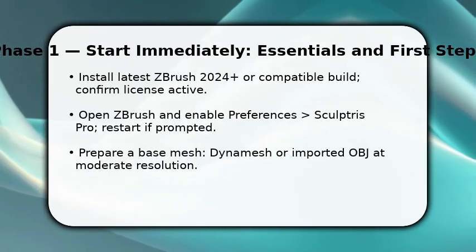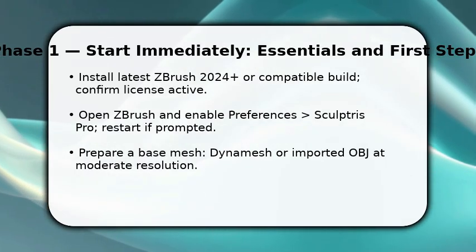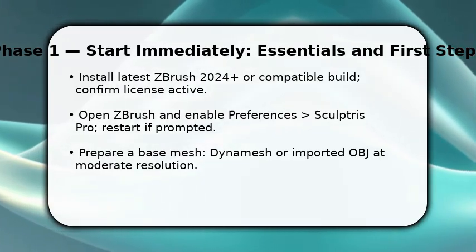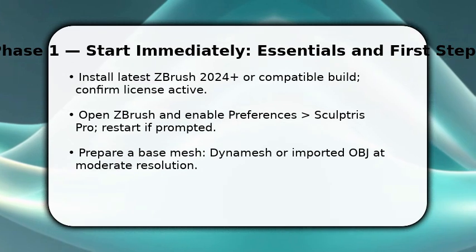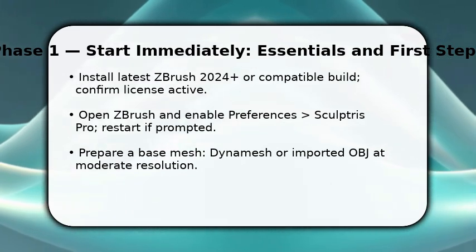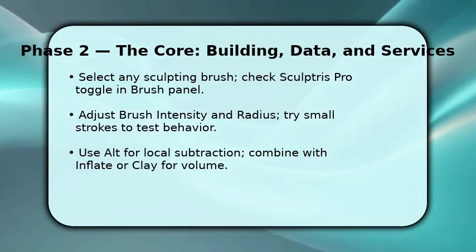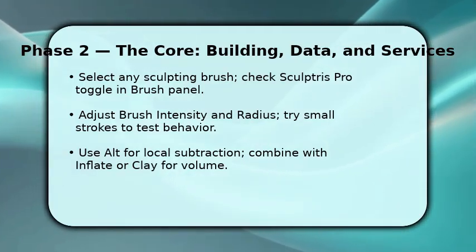Once done, switch to Move or Clay Buildup and make sure symmetry is set if needed. That way the tool works predictably across the model. Now you activate Sculptris Pro directly on the brush. Open the brush menu and enable the Sculptris Pro toggle so each stroke can add or remove geometry.